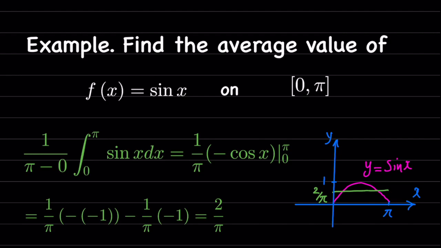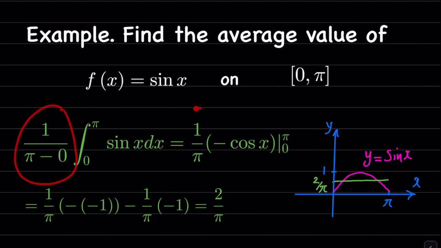Let's see an example. In this example, we want to find the average value of the function sine x over the interval 0 to pi. So using the formula, the average value is going to be 1 over pi minus 0 multiplied by the definite integral of the function sine over the interval 0 to pi. 1 over pi minus 0 is equal to 1 over pi, and using the fundamental theorem of calculus, an antiderivative for sine is minus cosine, and this needs to be evaluated between 0 and pi.